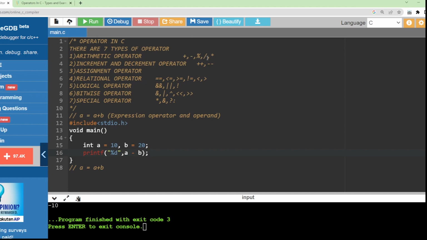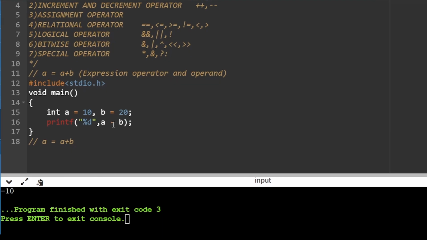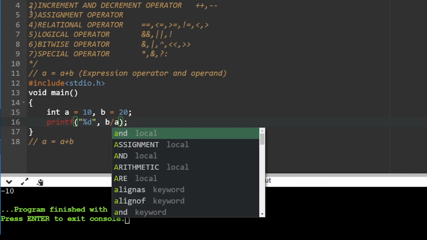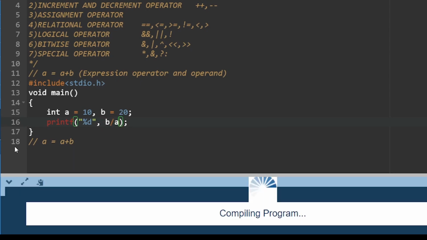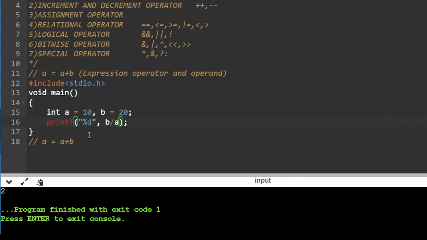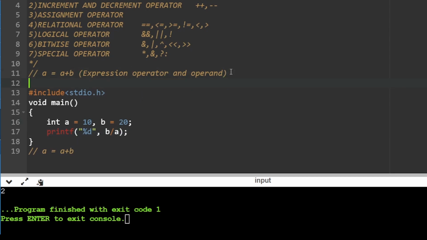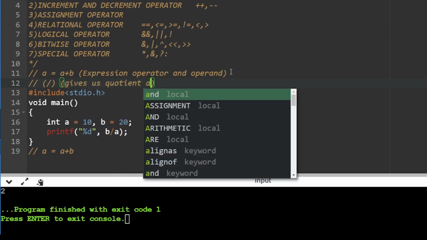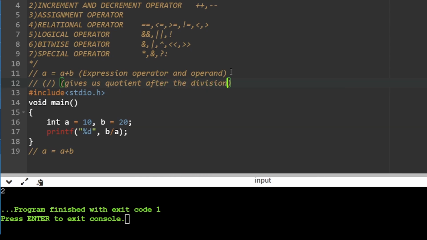Let's take division over here. I'll give b divided by a and print it. It should give 2, because 20 divided by 10 gives us 2 as a quotient. If you want to remember this, the division operator, the forward slash operator, gives us the quotient after the division.